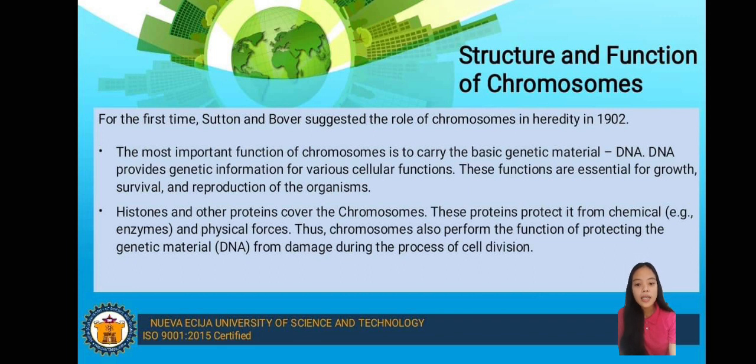Next, histones. Histones and other proteins cover the chromosomes. These proteins protect it from chemicals, for example enzymes, and from physical forces. Thus, chromosomes also perform the function of protecting the genetic material DNA from damage during the process of cell division. Histones and other proteins cover the chromosome. Those proteins protect against chemicals, for example enzymes, and physical forces.